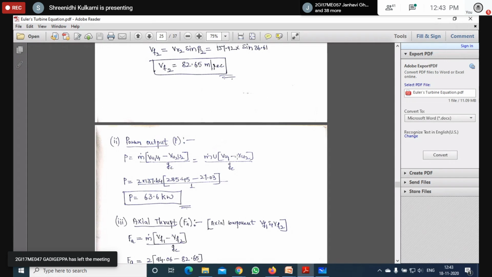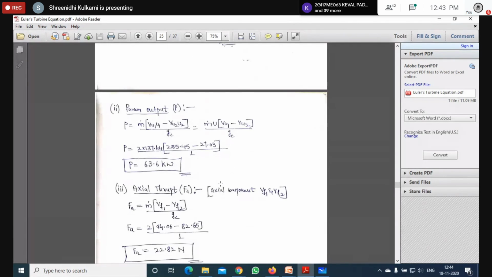So P is equal to, we get 63.6 kilowatts. So P is equal to 63.6 kilowatts. Next, we want to find out the axial thrust. For that, we need the axial components VF1 and VF2.